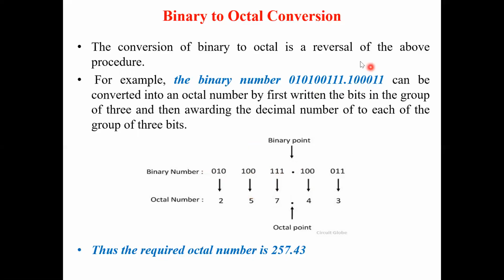So I will change this bit. Here you make it 1, so then it becomes 5. Then 1, 0, 1 is 5 over here, and 0, 1, 0 is 2. So the octal representation is 2, 5, 7, and then 1, 4.